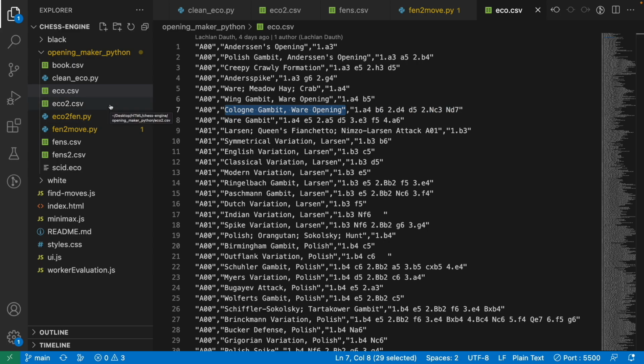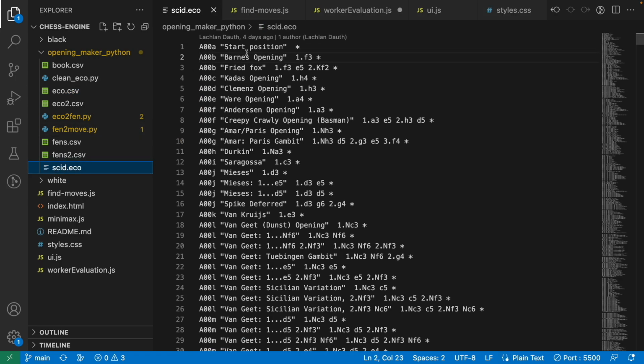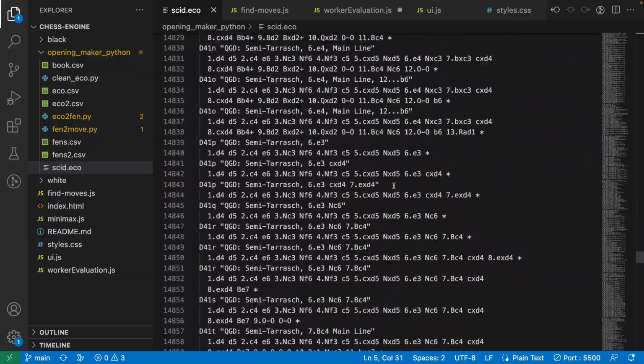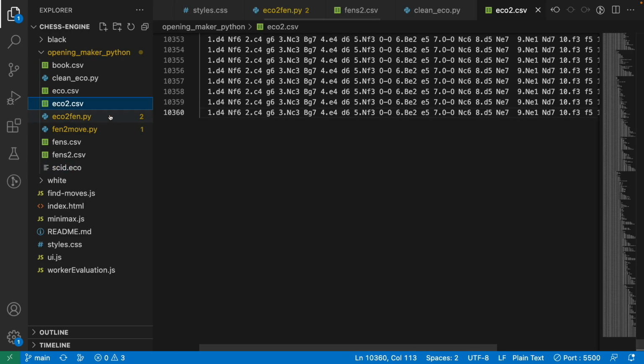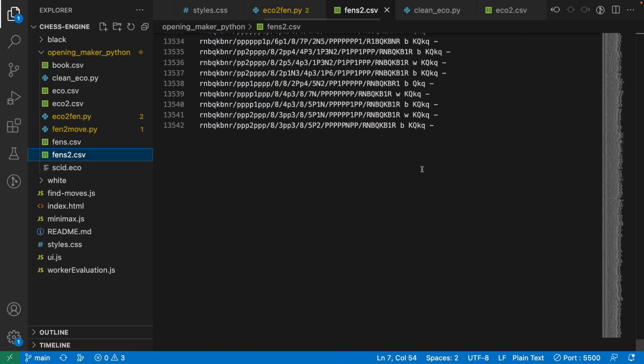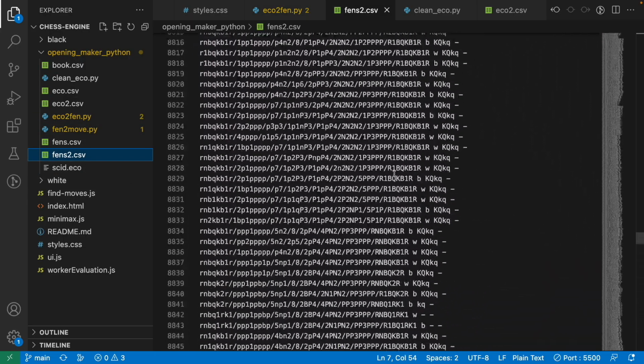So here I've got two books. One is here, and then one is here. They're in different formats, so I've had to do them slightly differently. The start position here is nothing, and we've got the Barnes opening, the fried fox, just tons and tons. This book goes down forever. It's got some 20,000 lines in it. Then I've used this Python script to convert all these ECO codes to the FEN positions that occur in those openings. So then I get this list of FEN strings that occur in those openings.